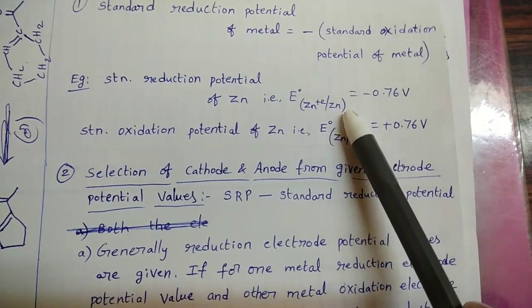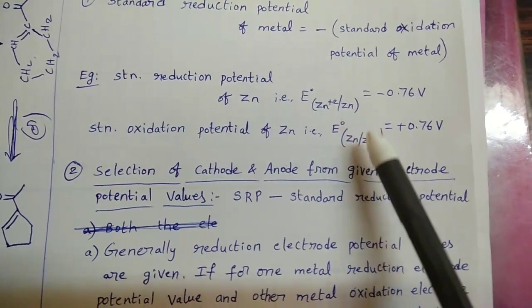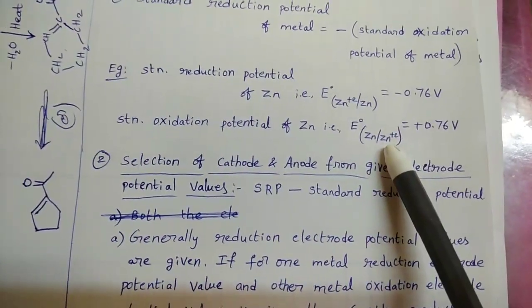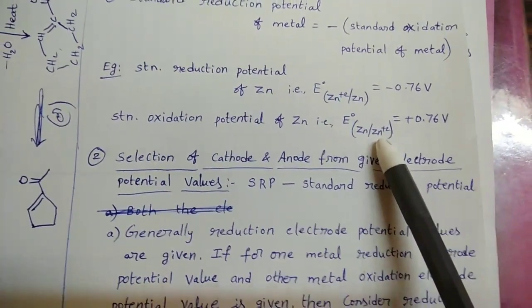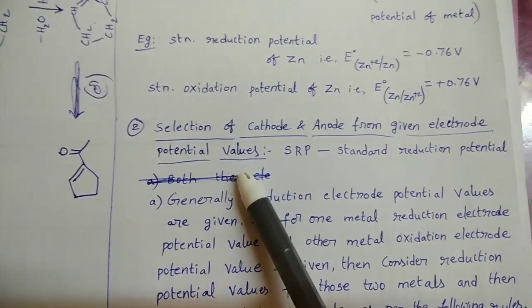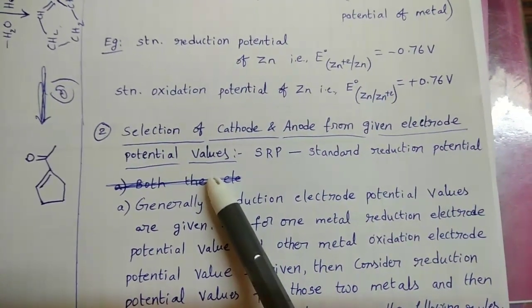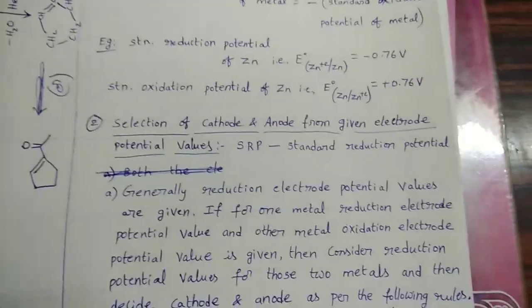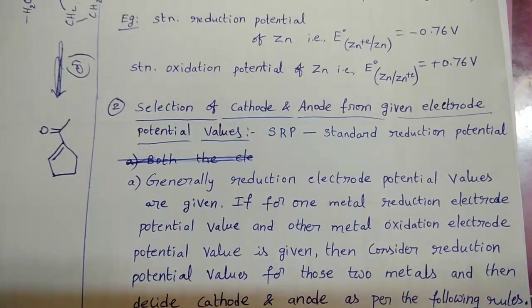If it is given in this way, it is reduction potential. If it is given in this way, it is oxidation potential. Keep it in mind. Based on this, we can decide cathode and anode. See the next one, selection of cathode and anode from given electrode potential values. Based on these electrode potential values, we can decide which is cathode and anode.